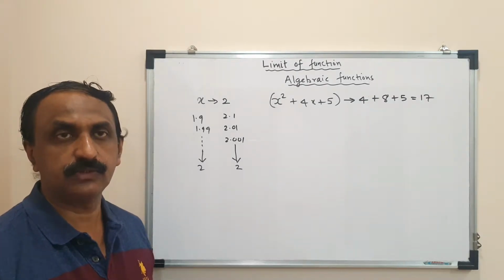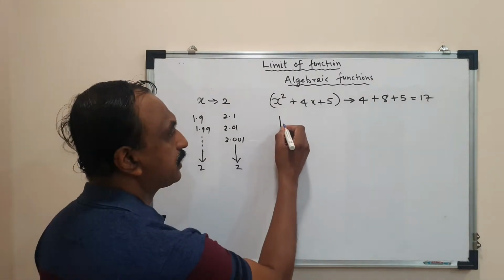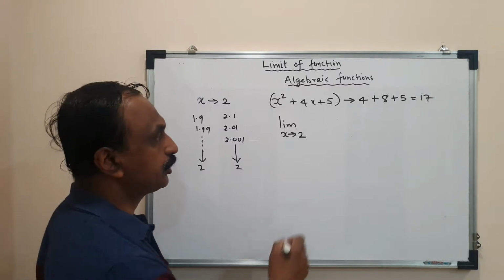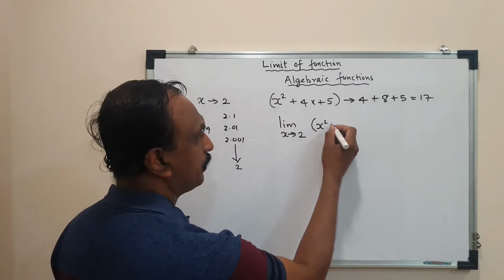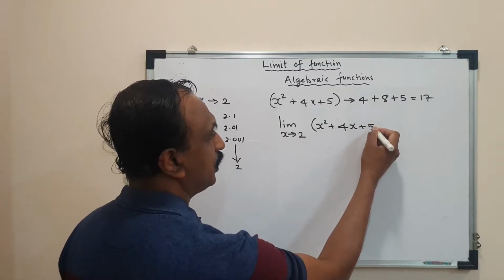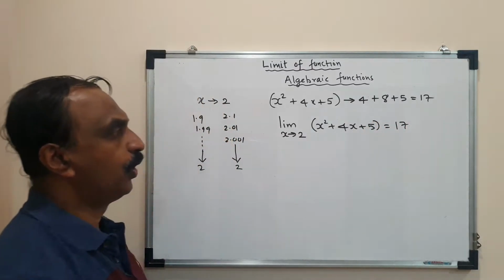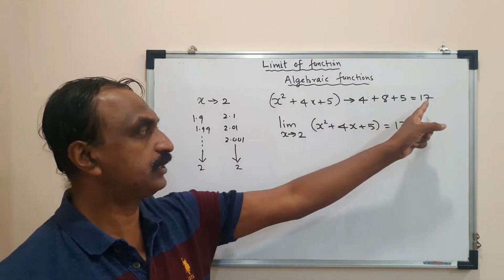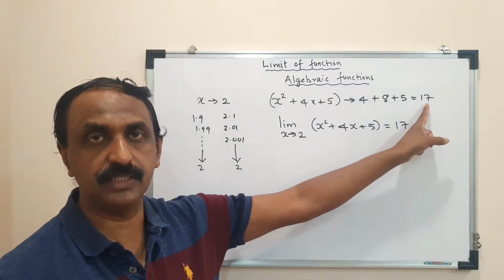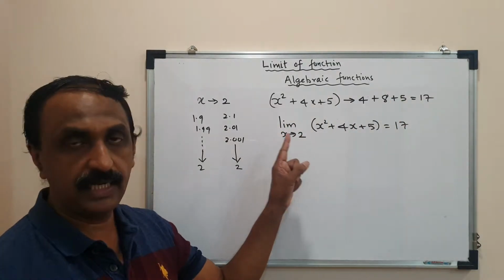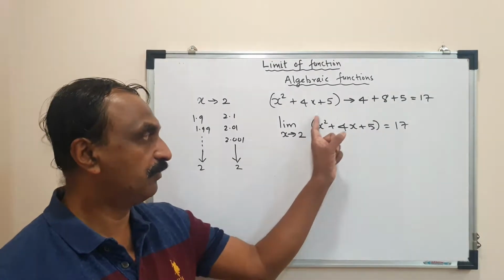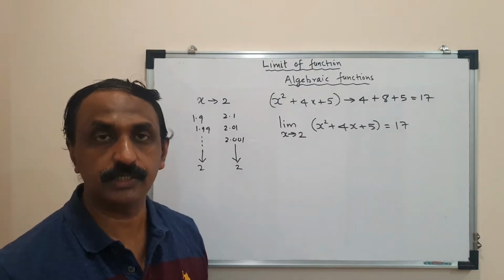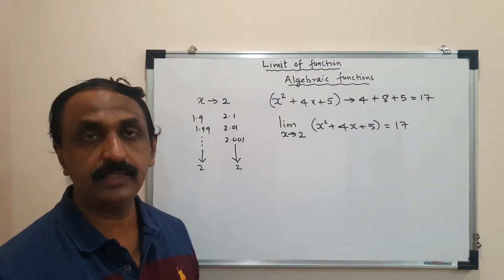Which I can express as limit x tending to 2 of x square plus 4x plus 5 equal to 17. Although we put an equal to sign, it means that the value of this function may not be exactly 17. It will approach 17. So when x value approaches 2, the value of this function will approach 17. That is the meaning of this notation. So in the first part I have taught you how to write the limit of a function.